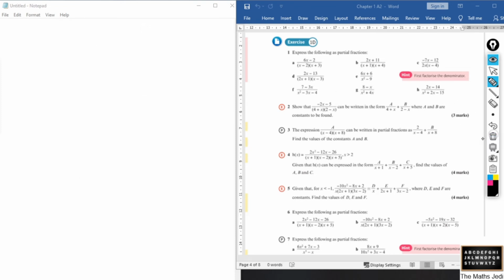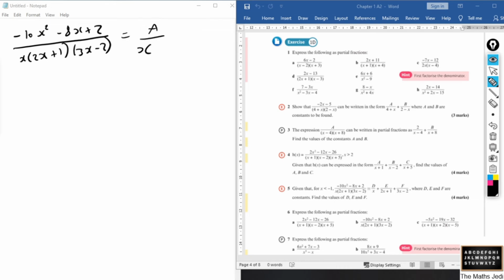Let's trash my notations. Look at number 5, it's similar to the one I showed you in the PowerPoint. They're giving you the expressions to aim at. Let's just squash it in. 3 factors here, of course, x, 2x plus 1, and 3x minus 2. So we're going to have 3 constants. They're not using a, b, and c, just noticed. So let's try and stay with what they're using, d, e, and f.